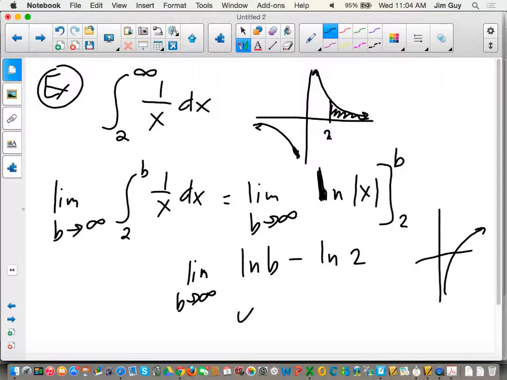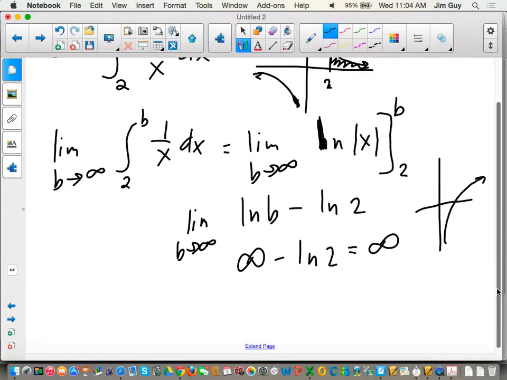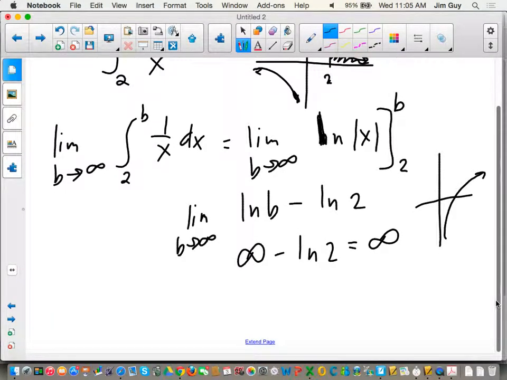So this is infinity minus the ln of 2. What is infinity minus a number? Infinity. Will this area approach a value? Nope. We say this diverges. So what's the answer? Infinity or diverges? Both. Diverges to infinity. You think about it that way.